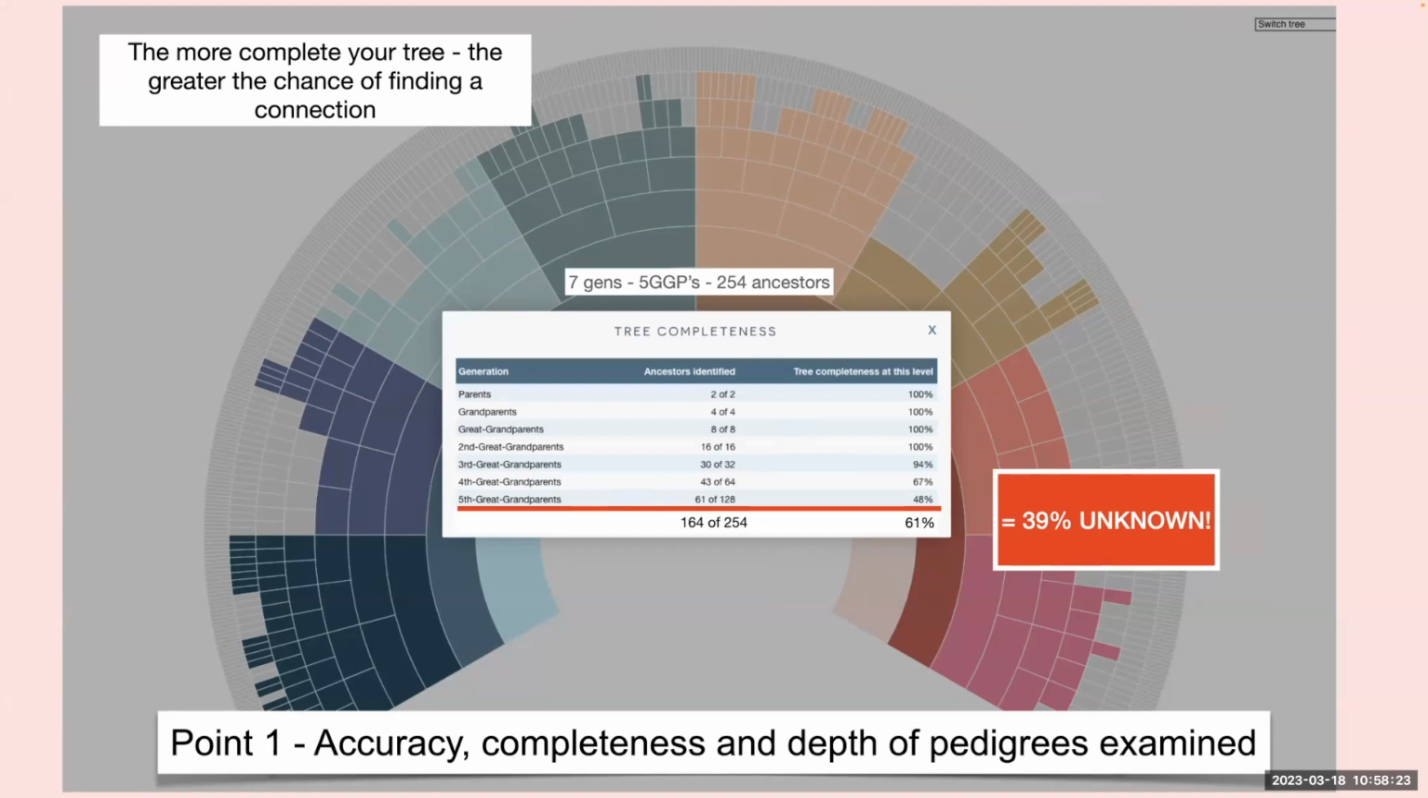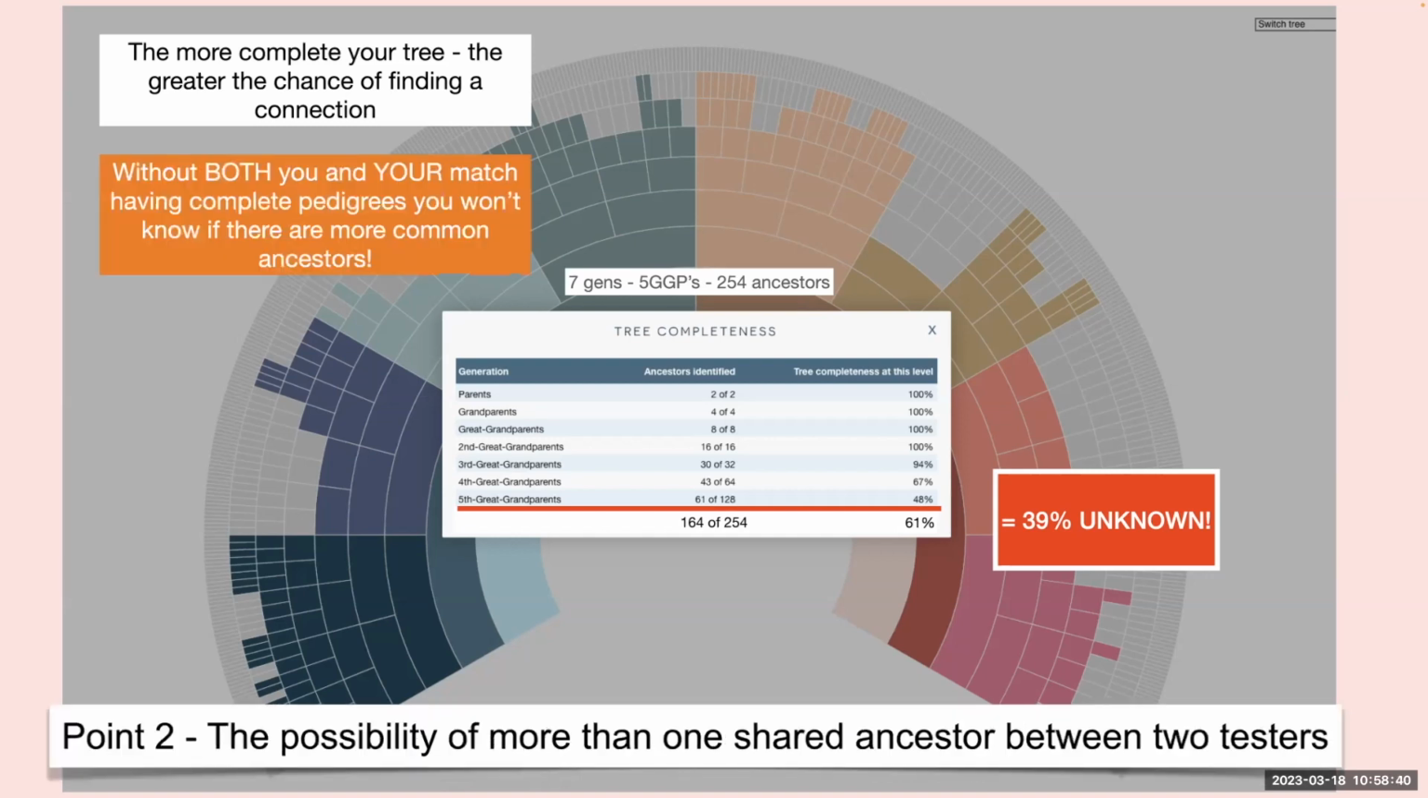So this particular tree has 164 out of 254 ancestors identified, which is 61%. But what that means is that there's 39% of this particular pedigree's ancestors who we don't know who they are. And without both you and your match having complete pedigrees, you won't know if there are more common ancestors.